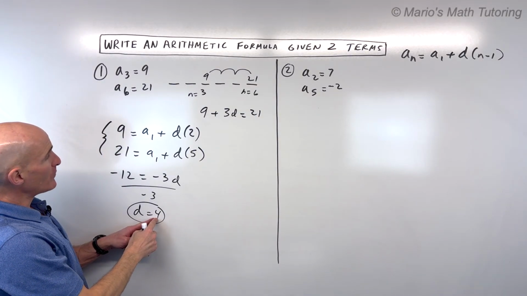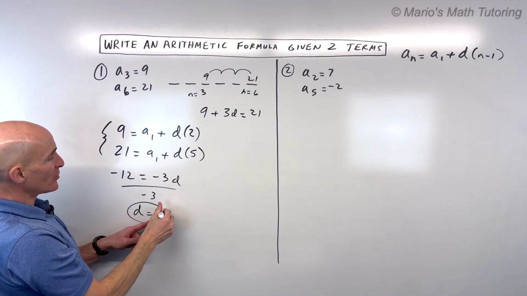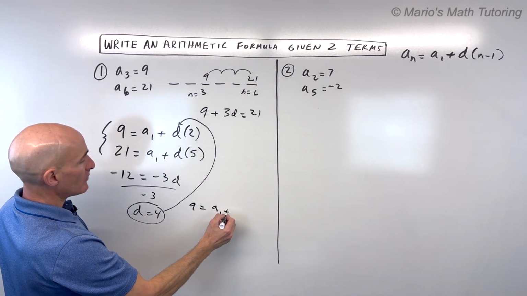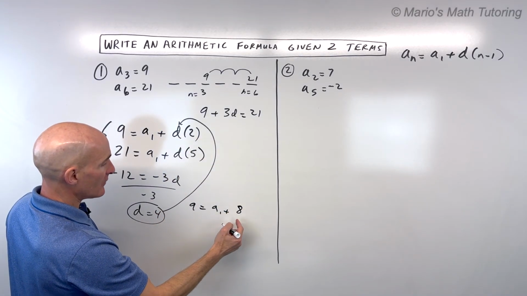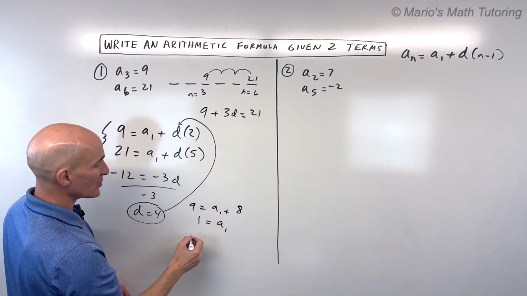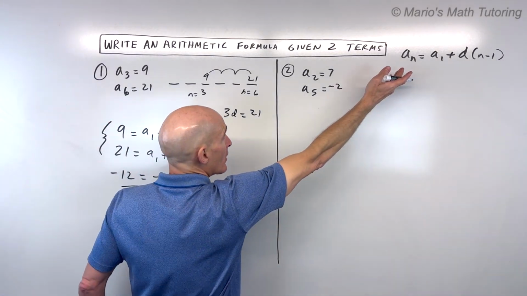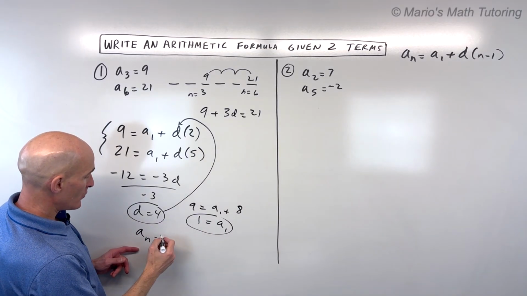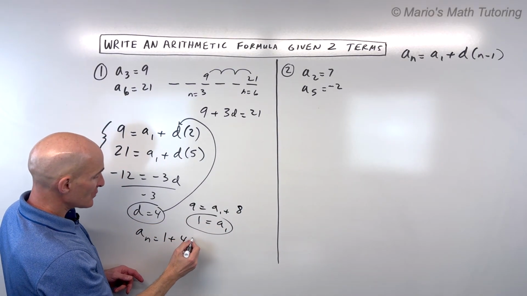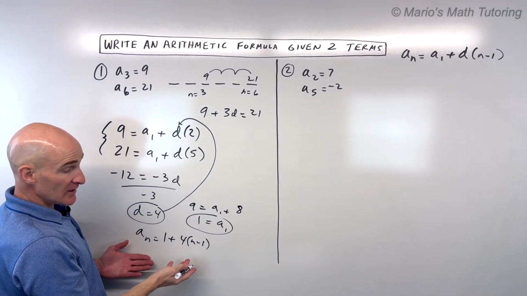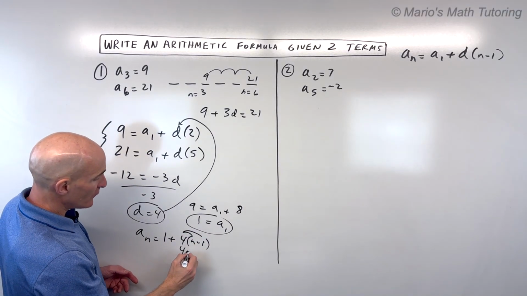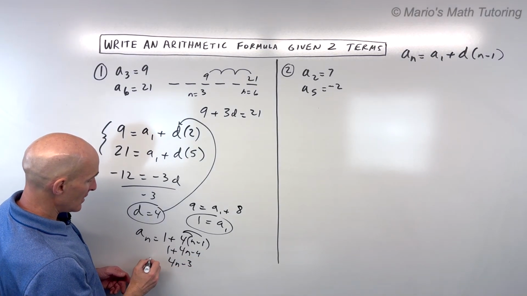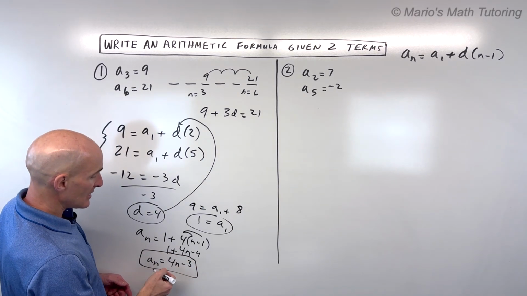But now if you take 4 and put it back into either one of these equations, I'll just put it right here. That's going to give us 9 equals a1 plus 4 times 2, which is 8. If we subtract 8 from both sides, the first term is equal to 1. So now we have everything we need to write our explicit formula. We say a sub n equals a sub 1, which is 1, plus d, which is our common difference, 4, times n minus 1. You could leave it like that, or if you want to reduce a little bit, this would be 4n minus 4, which comes out to 4n minus 3 equals a sub n, and that will take you to any term.